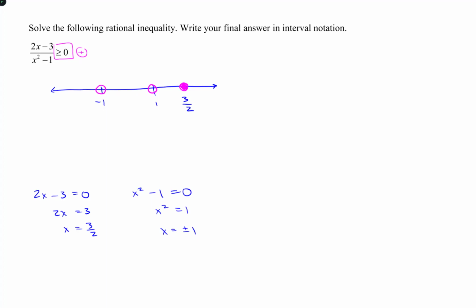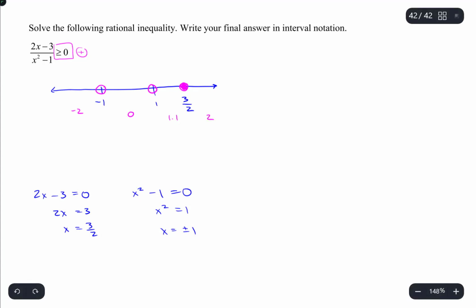But to figure out what's happening within these intervals, I need to get test values. It's like negative 2, 0, between 1 and 3 halves. Let's see, that's 1 and 1.5. So how about 1.1? That'll be fine. And then 2. All right, so if I plug each of these values into my function, let's see what comes out.